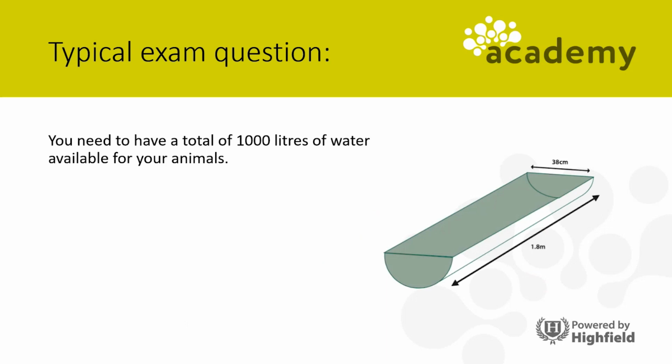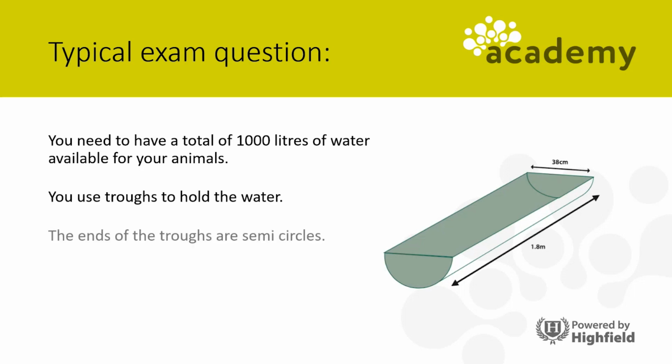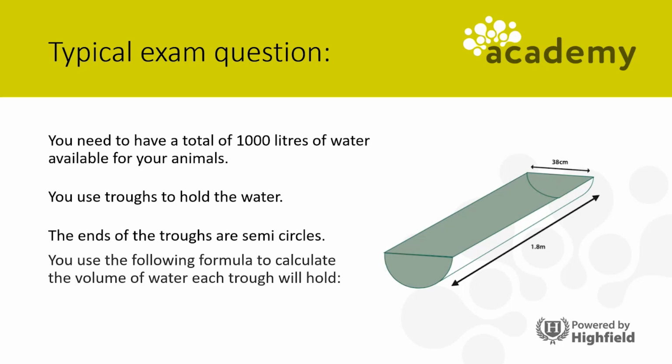Here's another typical exam question. You need to have a total of 1,000 litres of water available for your animals. You use troughs to hold the water. The ends of the troughs are semicircles. You use the following formula to calculate the volume of water each trough will hold, which is V equals pi r squared times length divided by 2. So what I need you to do is press pause, have a go at answering the question, and press play when you're ready to see the answer.